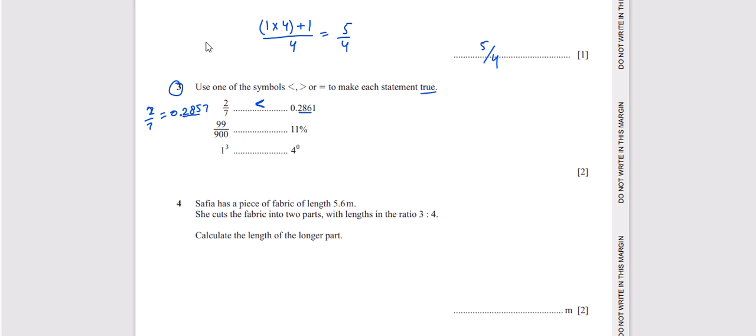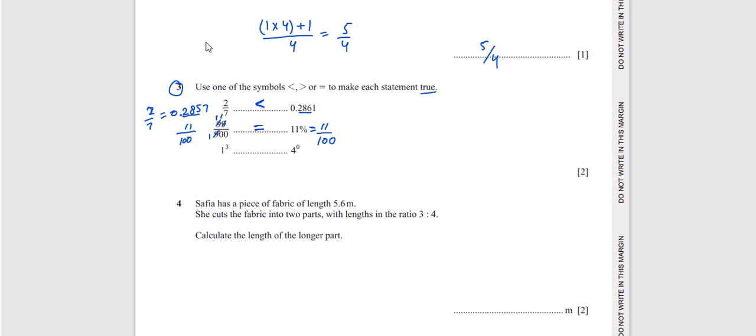Okay, and now 99 over 900. If we cut with 9, 9 ones are 9, 9 ones are 9 and 9 ones are 9. The remaining term is 11 over 100. So it is 11%. It should be written in fractional form, 11 over 100. So both are equal, put the equality sign here.